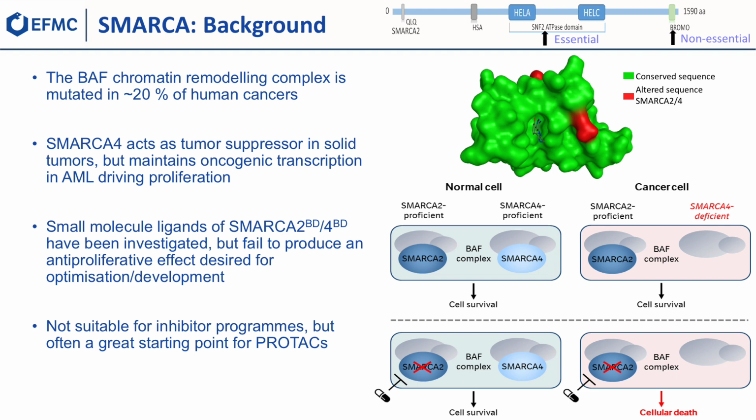Previous work in the field includes suppressing SMARCA2 activity, and while dual allosteric inhibitors were able to show antiproliferative effects in SMARCA4 mutant xenograft model, other work showed that ligands targeting the bromodomains of SMARCA2 and 4 have so far been unable to exhibit the desired antiproliferative effects.